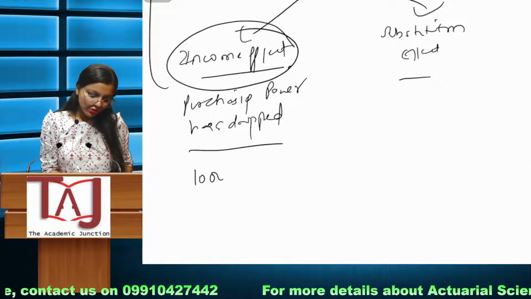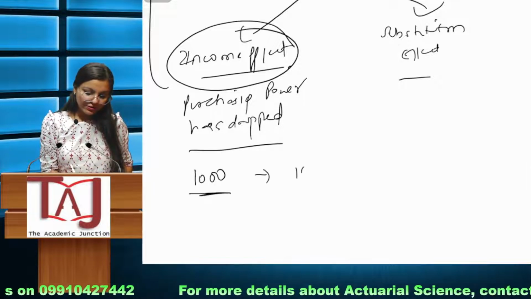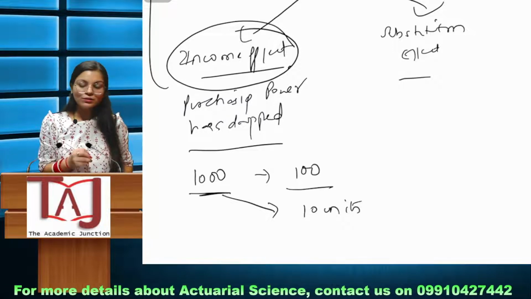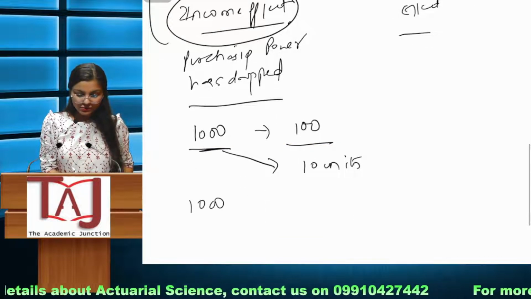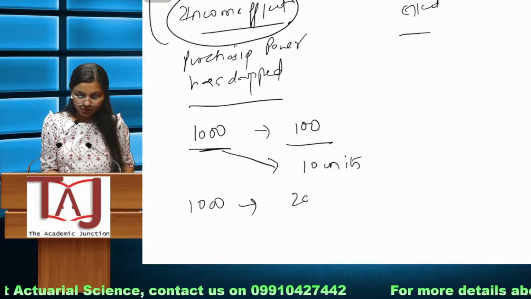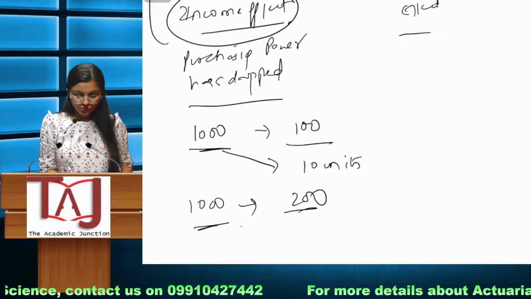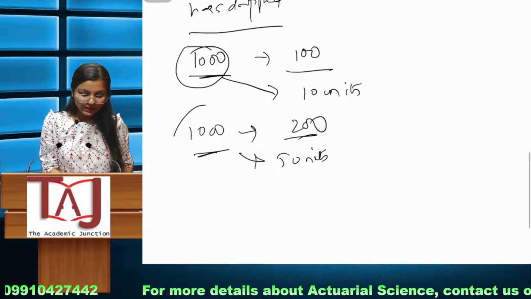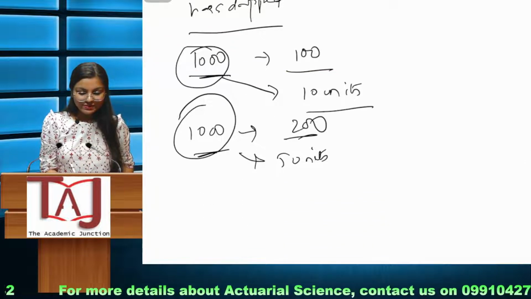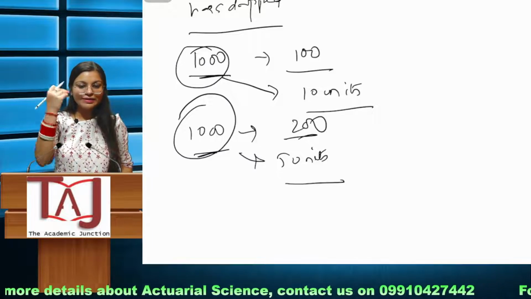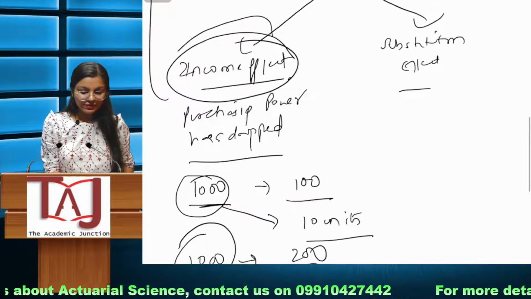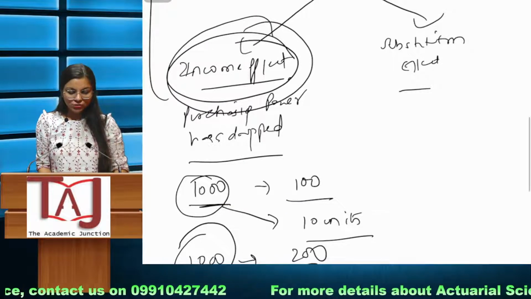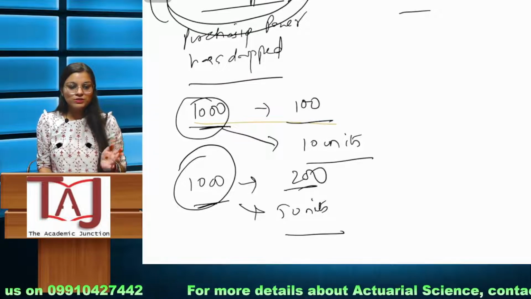लेट सपोज पहले उसके पास 1000 rupees थे, 1000 rupees में अगर एक पर्टिकुलर गुड का प्राइस 100 है तो वो कितने यूनिट्स कंज्यूम कर सकता था? 10 units. अभी भी उसके पास 1000 rupees है लेकिन अब गुड का प्राइस कितना हो गया? 200. तो अब वो 5 units कंज्यूम कर सकता है. So although my income has not changed, my purchasing power has fallen because of this increase in the price. This is known as income effect. Because of this fall, you will definitely consume less quantity because your purchasing power has dropped.